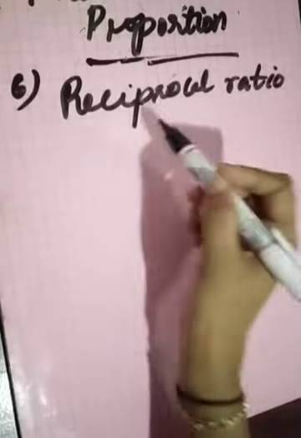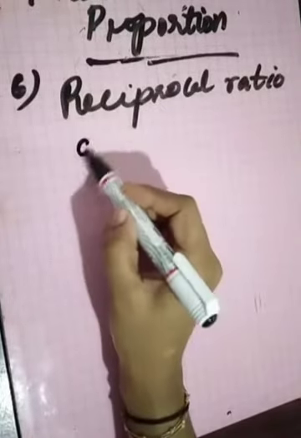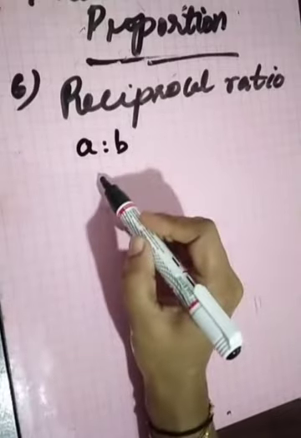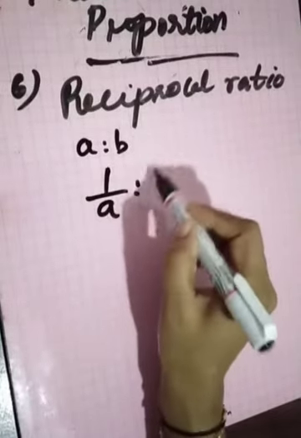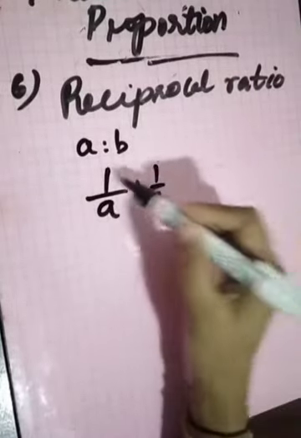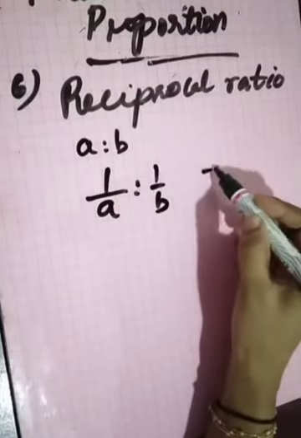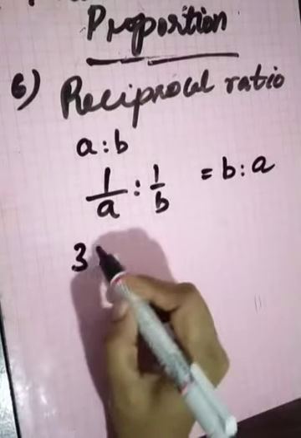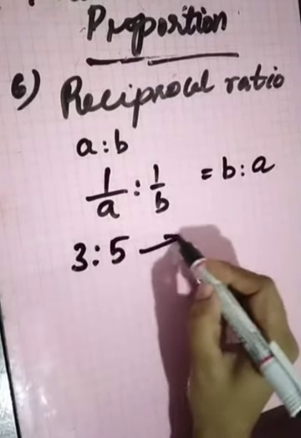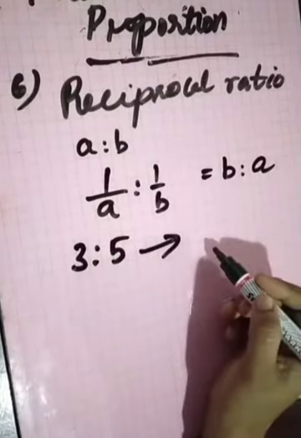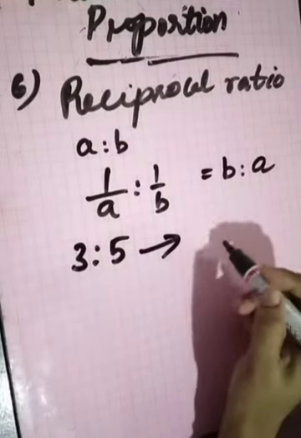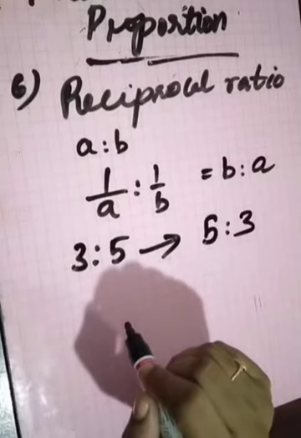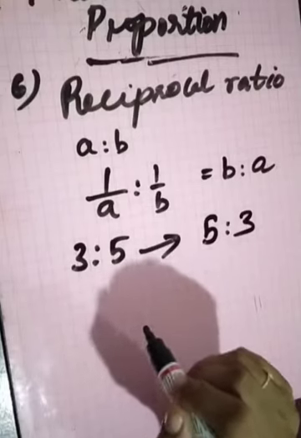And the last one is reciprocal ratio. If A is to B is the given ratio, then we can write the reciprocal ratio as 1 by A is to 1 by B. Let us simplify like this. It gives B is to A. For example, 3 is to 5 is a ratio. Then can you say the reciprocal ratio of 3 is to 5? Yes, 1 by 3 is to 1 by 5. Or you can write 5 is to 3. It is the reciprocal ratio of the given ratio 3 is to 5.